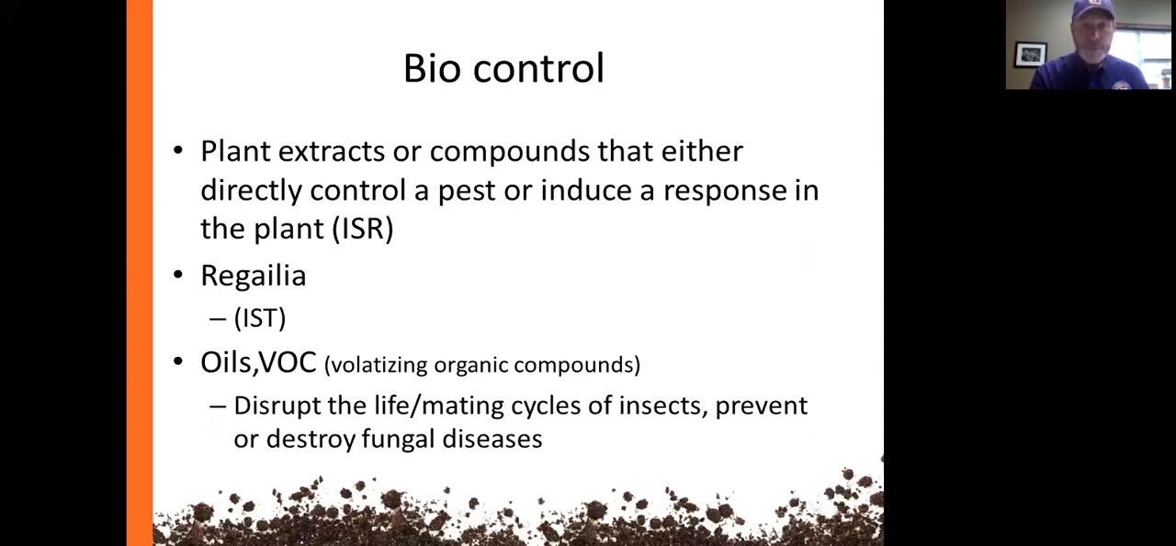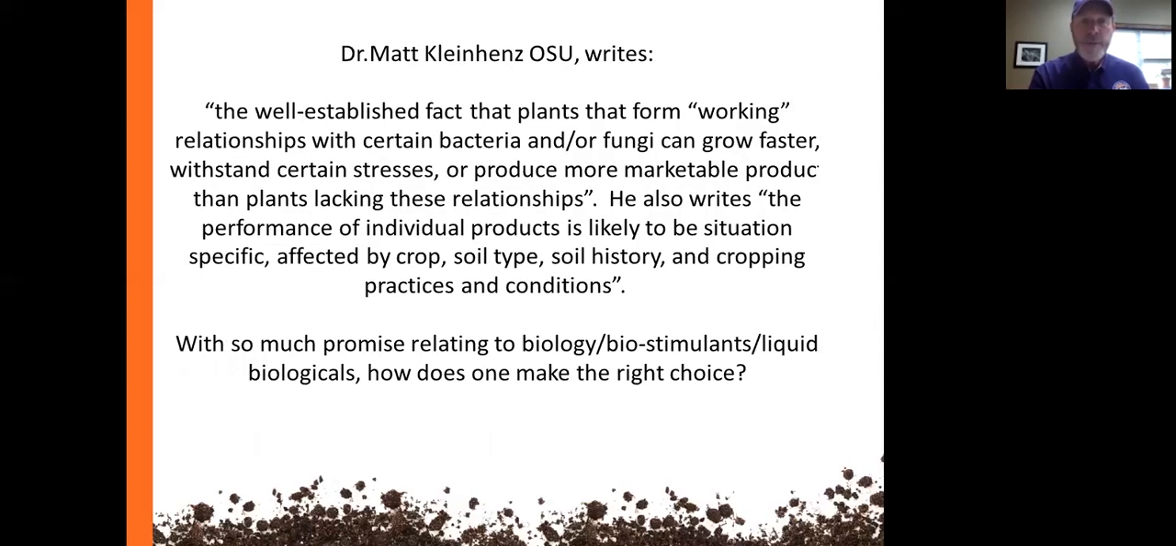There's also volatile oils, cloves, neems, and those sorts of things that help primarily against insects. It disrupts their mating cycles and even potentially changes that. And it also has some antifungal effects as well.